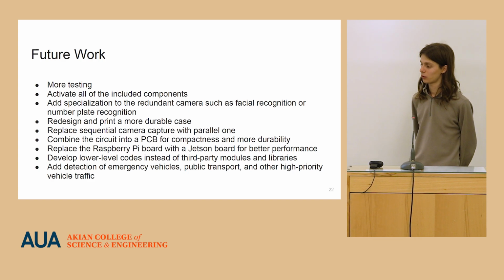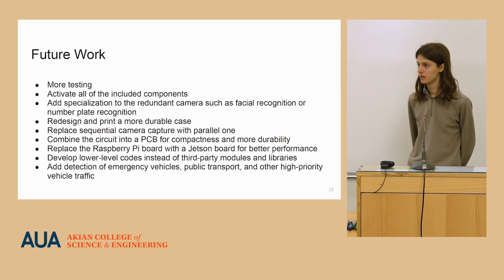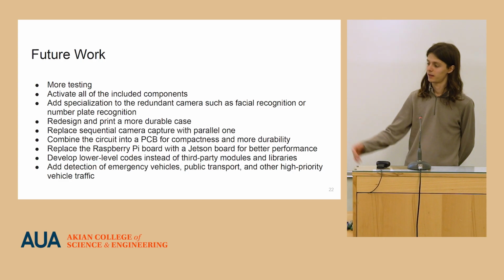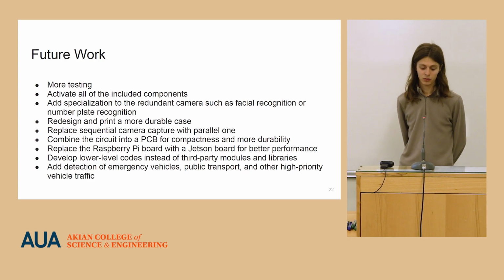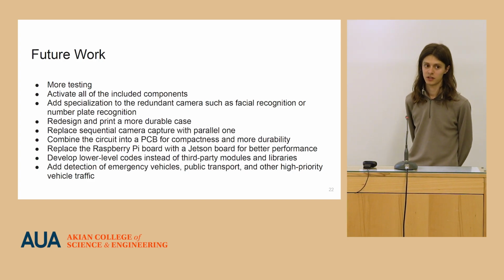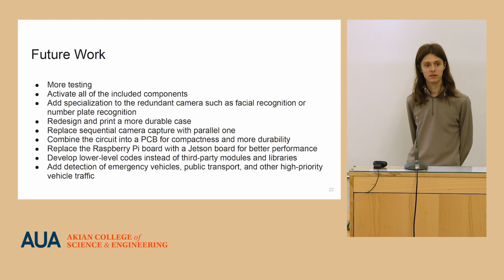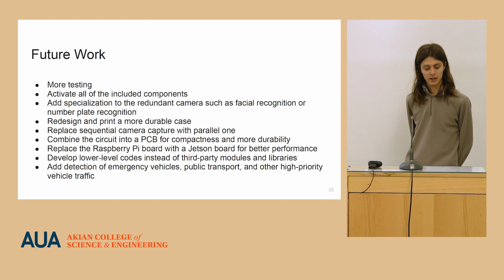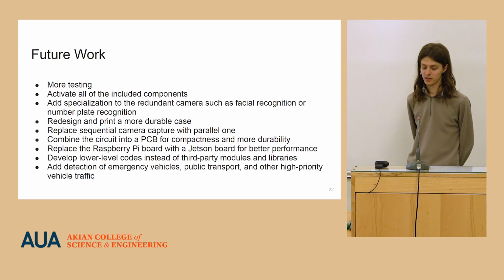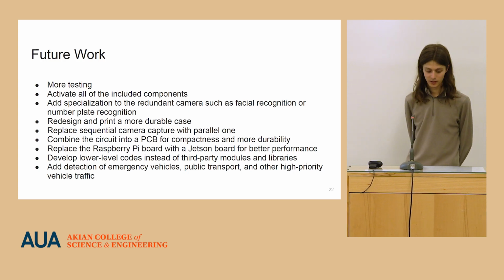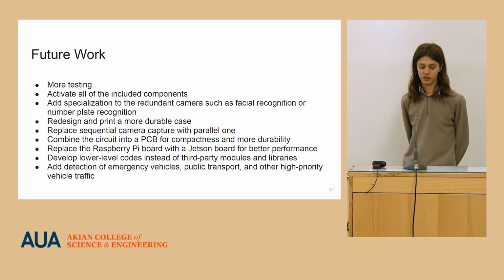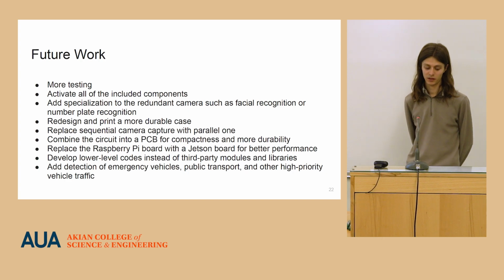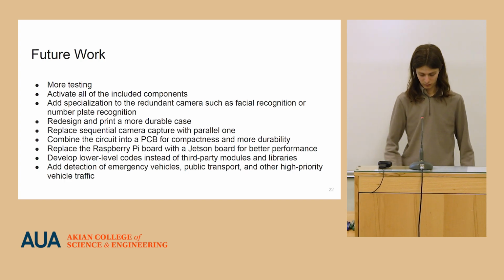The next thing is to combine the whole or as much as possible of the circuit into a PCB, so that it can be much more compact than this. And to replace the Raspberry Pi board with a Jetson board, because it is more specialized for this type of stuff, and to develop lower level codes instead of third-party modules, which I've used a lot of right now, and to add detection for emergency vehicles, public transport, and other high priority traffic.